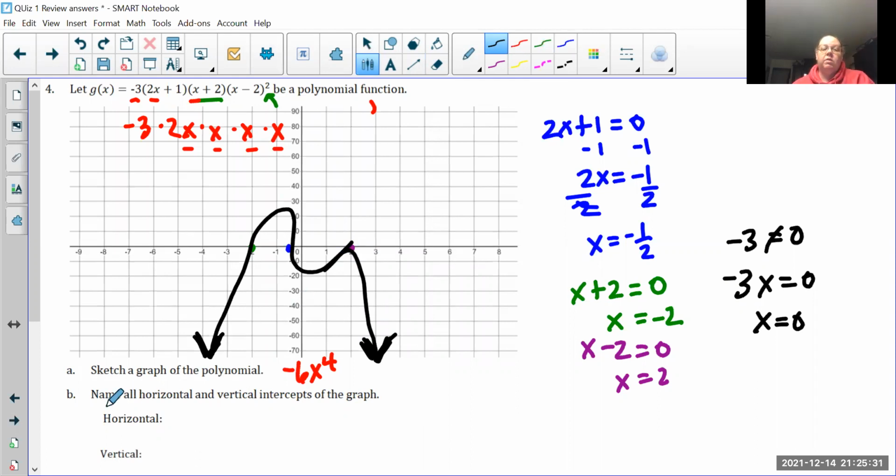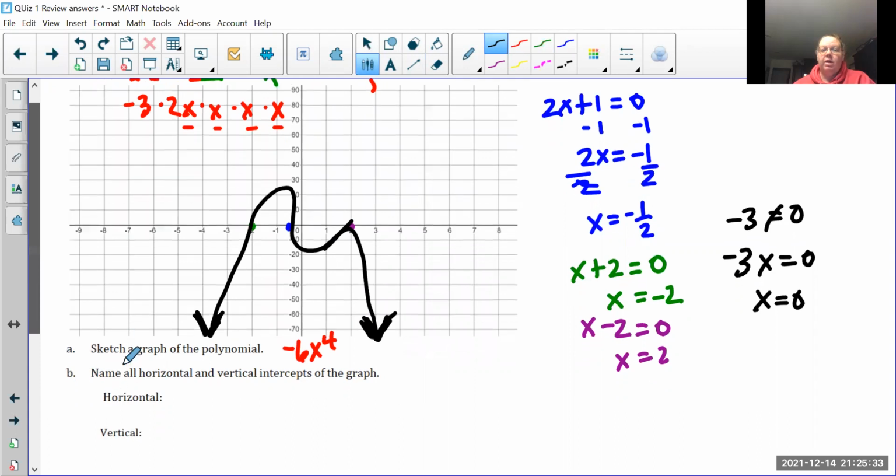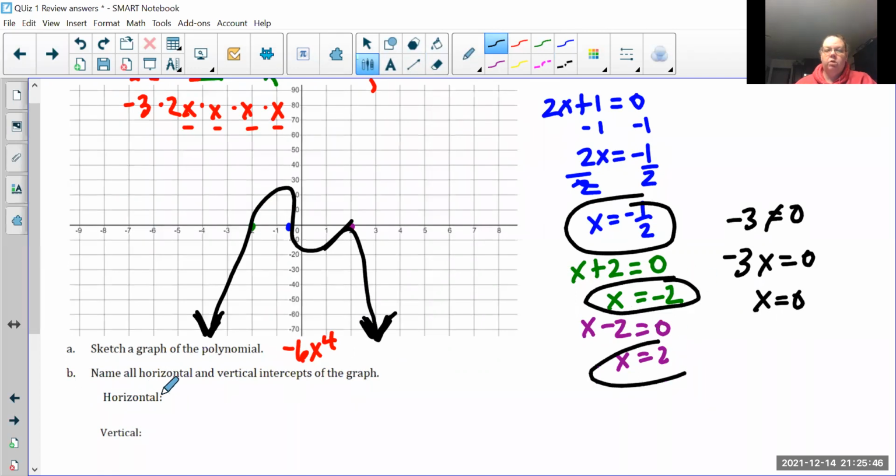All right, so it says sketch the graphs. Now it says name all the horizontal and vertical intercepts. That just means tell me the x-intercepts and the y-intercept. The x-intercepts we already said are these numbers: -1/2, -2, and 2. So these would be x equals -1/2, -2, and 2. For my class on your performance assessment, this is where it says solution, roots, and zeros.